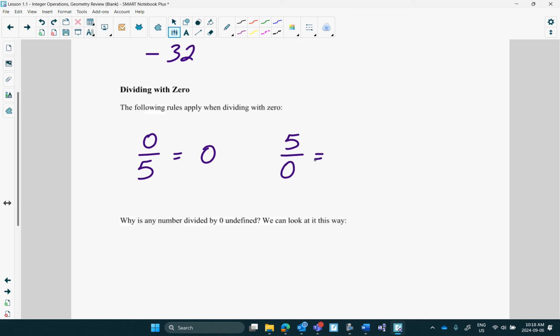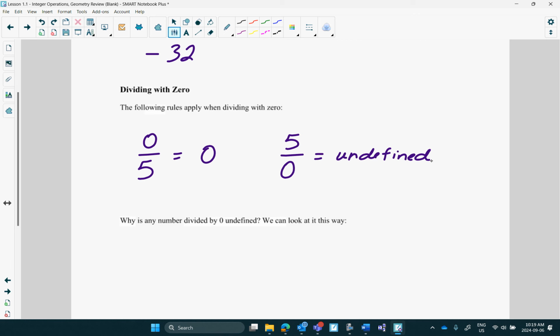What's 5 divided by 0? Not 0. Sorry? Not 5. Sadie? Sienna? Yes. You can't do it. You cannot divide by 0. You can divide 0 by a number and get 0 for an answer, but you can't divide by 0.